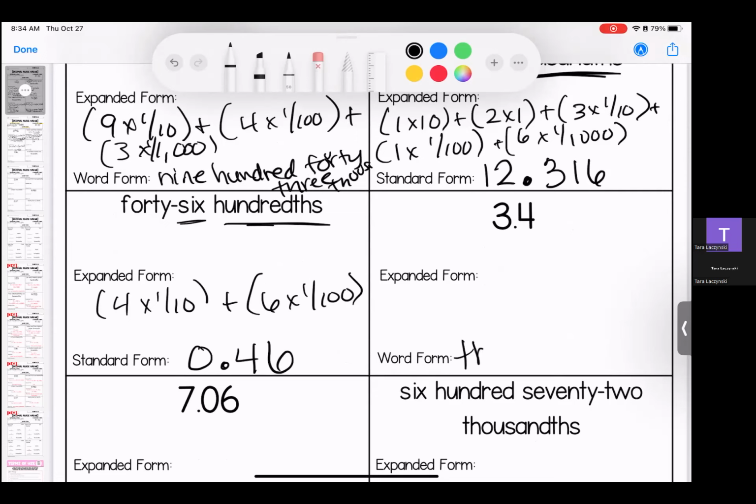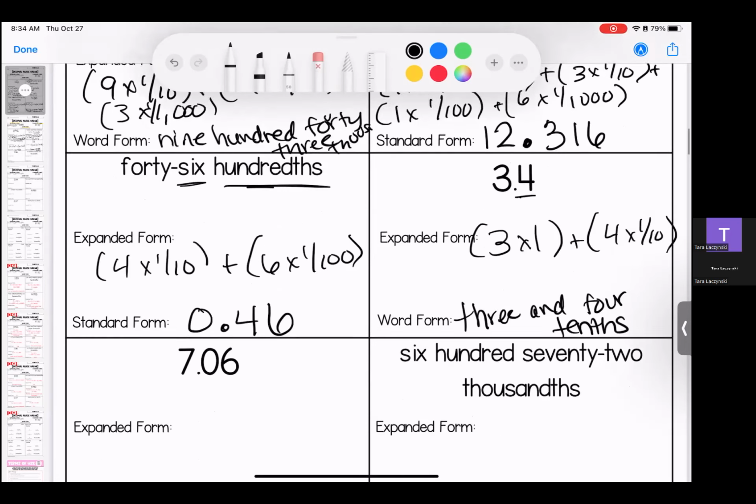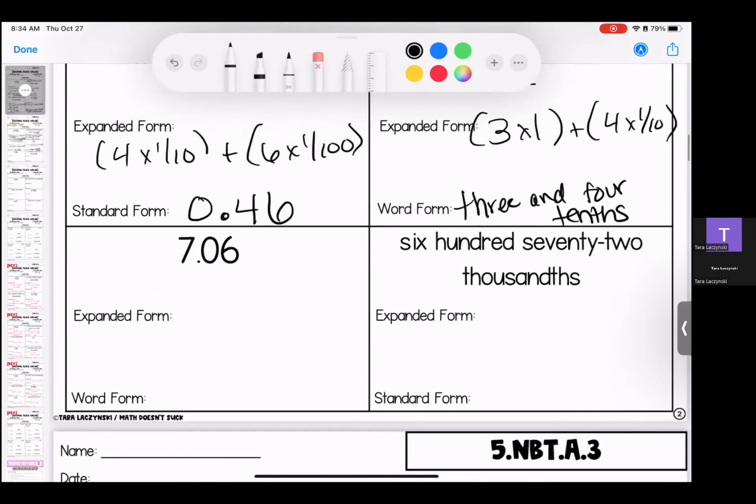Word form, we have 3 and 4/10. That 4 is in the tenths place. Expanded, we have 3 times 1 plus 4 times 1/10. 2 more for this page.